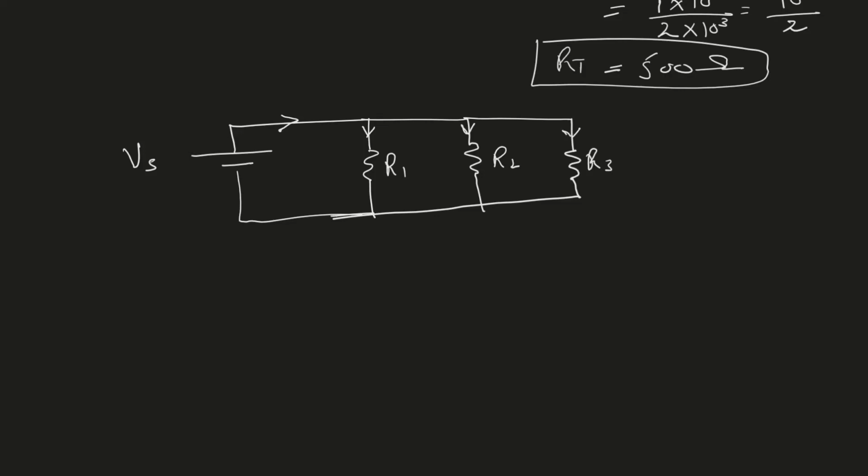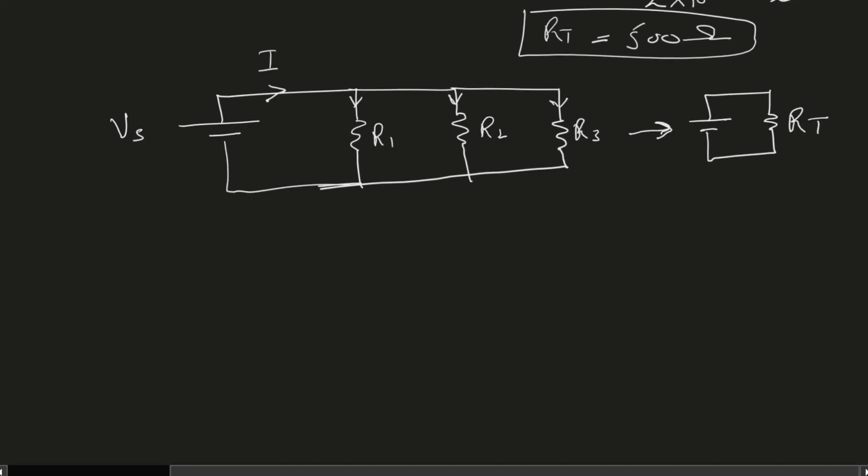In some cases, the current may be equal, and that is only possible if the resistances are equal. But if the resistances are different, then the current will be different in all three of them. This is the current I, and I want to represent this circuit using an equivalent circuit where the three resistors are now merged into one resistor, which is called R total.